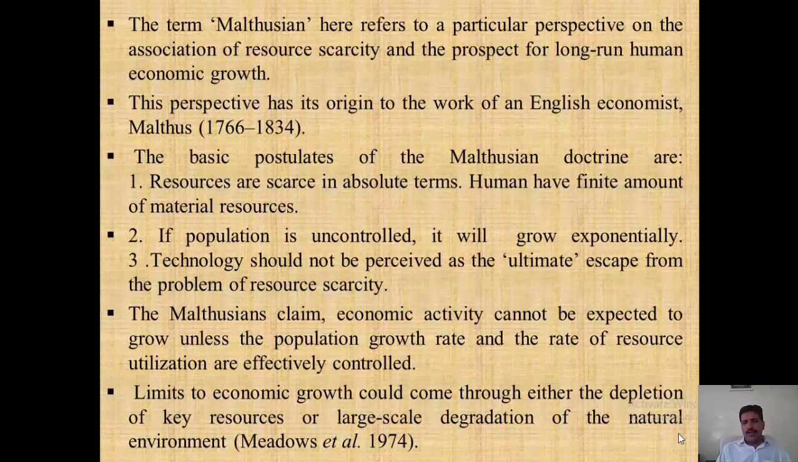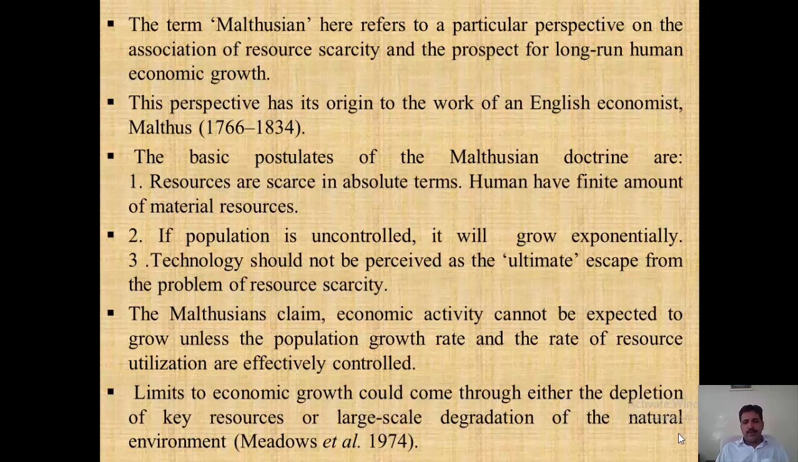Technology should not be perceived as the ultimate escape from the problem of resource scarcity. The Malthusians claim economic activity cannot be expected to grow unless the population growth rate and the rate of resource utilization are effectively controlled. According to Malthus, for good economic activity, the exploitation of resources and the enormous growth of population should be controlled. Limits to growth would come through either the depletion of key resources or large degradation of the natural resources, Meadows et al., 1974.